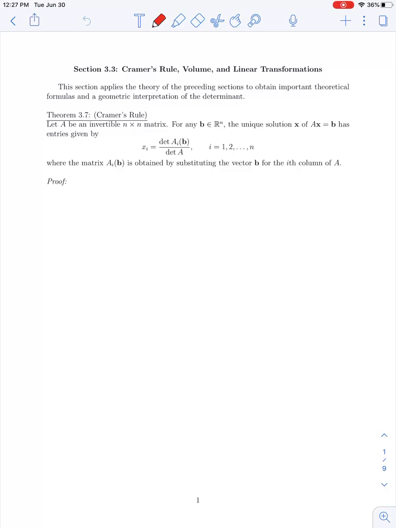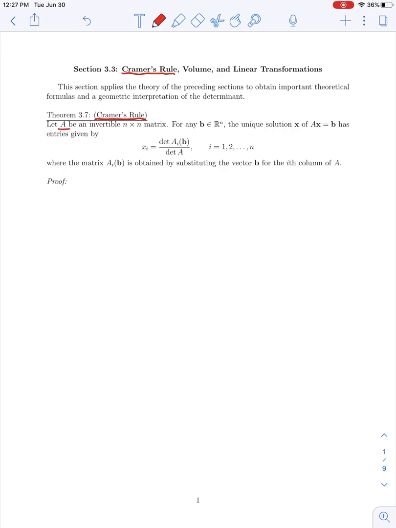Okay, in today's lecture, we're going to cover the first part of the section 3.3 material on Cramer's Rule. So Cramer's Rule is a result which allows us to solve a system of linear equations by making use of determinants. So let's take a look at the statement of Cramer's Rule. So here's what it says.